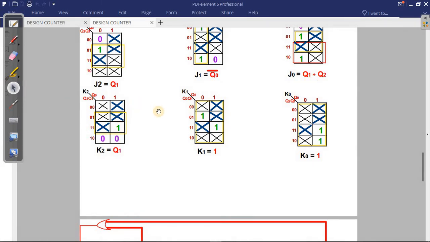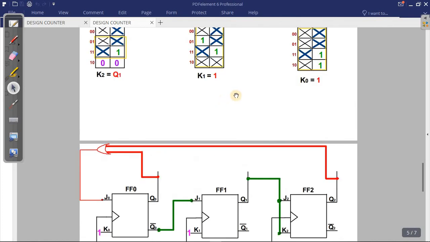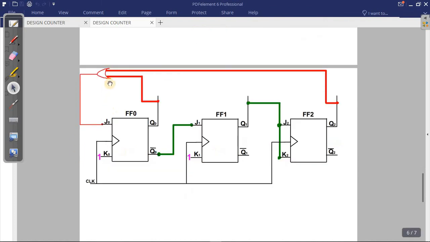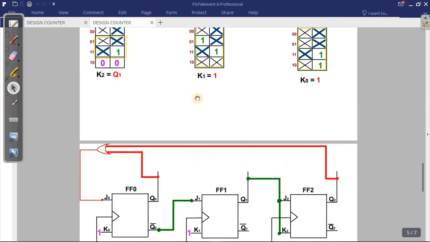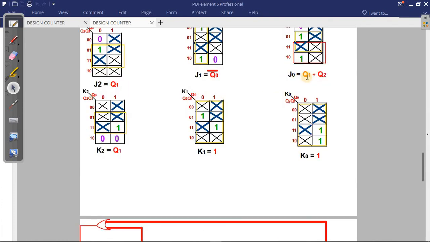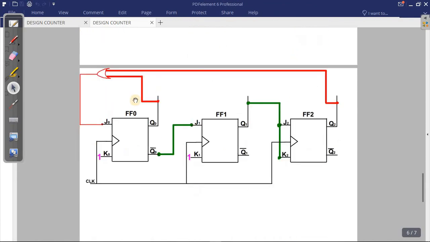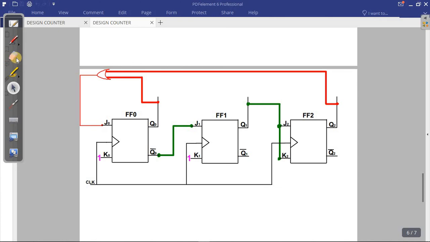So now you can see in my design, what is it going to be for J0? I have Q1 and Q0. So J0 I connect to the OR gate, connected to Q2 and Q1. Sorry guys, there's a mistake in my design here. Please check. You must remove this connection here and connect it to Q1. Sorry, it must be here in Q1.